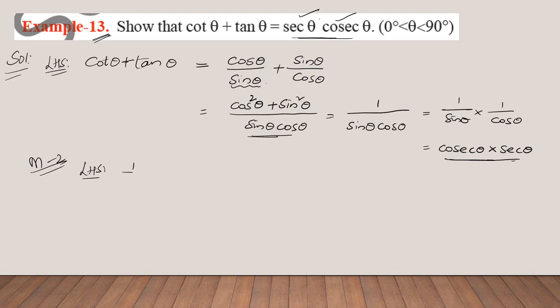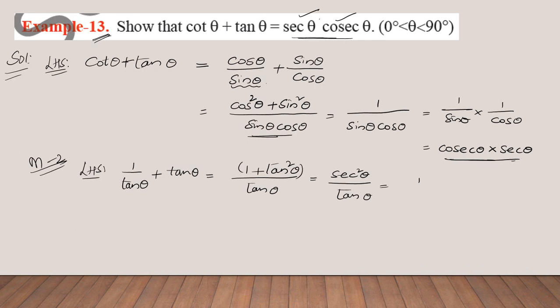Cot theta I can write as 1 by tan theta, plus tan theta as it is. So tan theta is tan theta. Now from this, what is the LCM? The LCM is tan theta, and then I can write 1 plus tan square theta. From the identities, what is the value of 1 plus tan square theta? 1 plus tan square theta I can write as secant square theta. So secant square theta by tan theta.